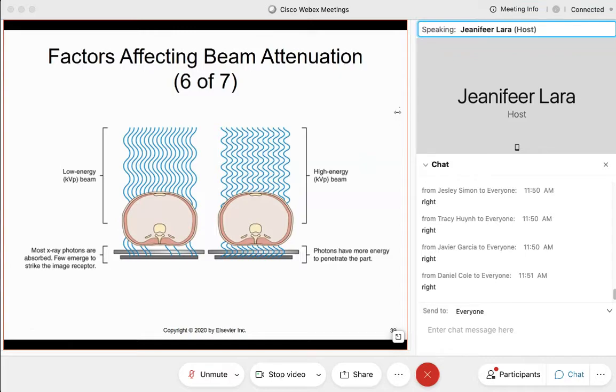So here we have it. This is back to what we were saying. Higher energy, higher quality of the beam is going to give us more transmission. True? Right? Higher energy or beam quality will lower beam attenuation. Is that true?